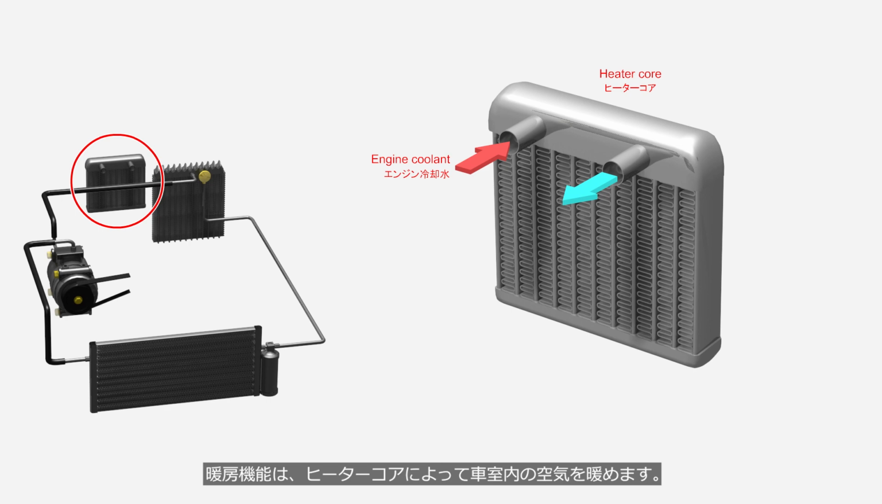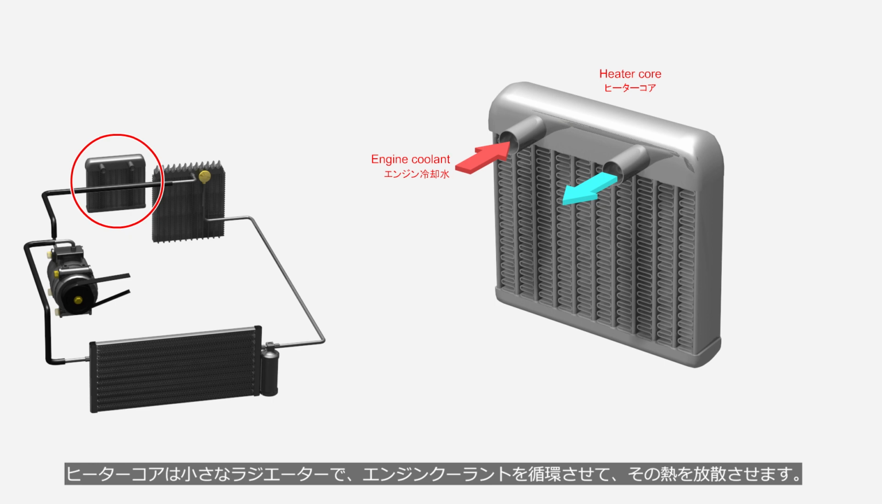The heating function warms the air inside the vehicle cabin through a heater core. The heater core is a small radiator that circulates engine coolant and dissipates its heat.